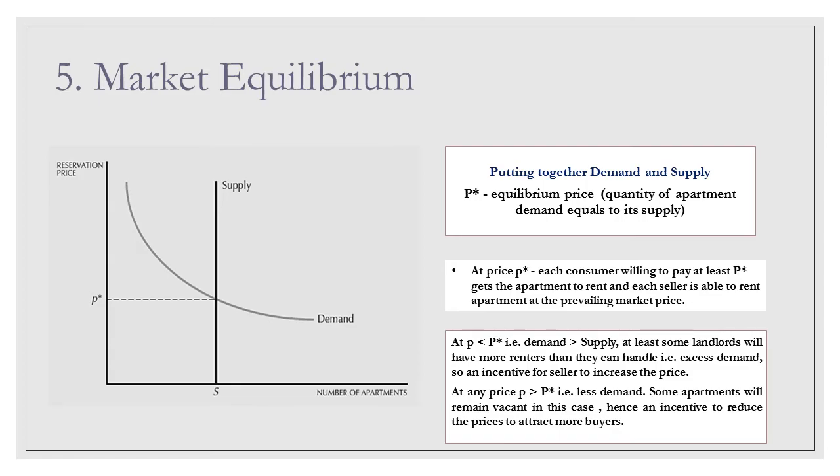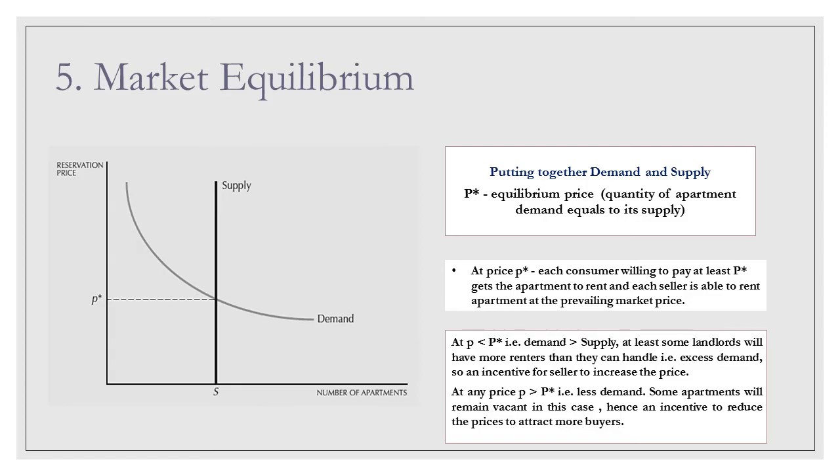So at price P star, each consumer is willing to pay at least P star. Whosoever is willing to pay at least P star gets the apartment to rent, and each seller is able to rent the apartment at this particular price. But at any price which is lower than P star, demand will exceed the supply, right? So there will be a rightward movement in the demand along the curve.